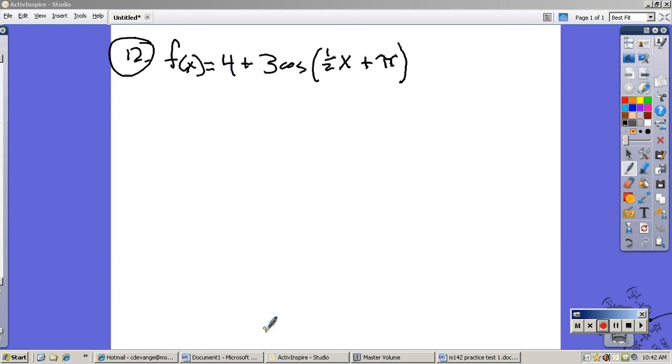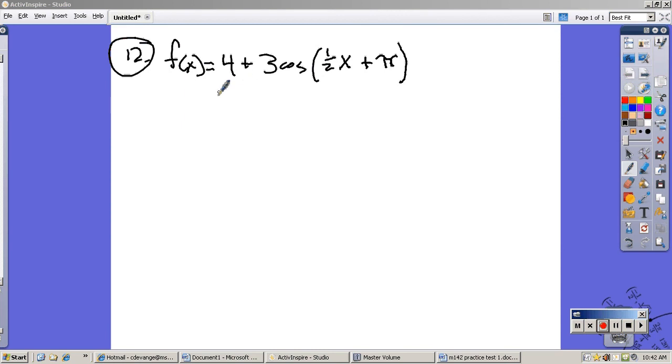This is Math 142 Practice Test 1, question number 12. On this question, we're supposed to sketch the graph, include at least one full period, and label that x-axis in radians. As I go about this problem, first off, I know that it's cosine.